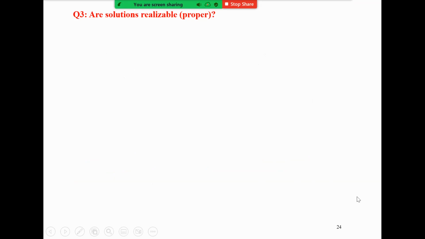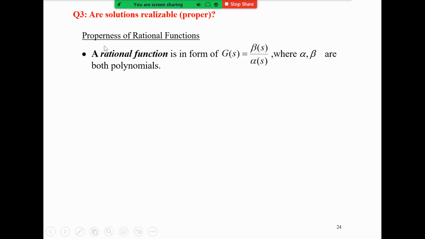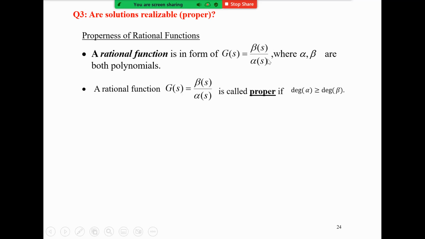Finally, this one: are solutions realizable? So why do we require the solution to be proper? When we say a rational function is proper, typically for a transfer function, it will be one polynomial divided by another polynomial. Alpha is called proper if the degree of alpha is bigger than or equal to the degree of the numerator, beta.